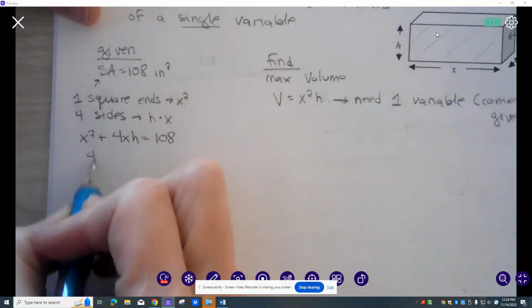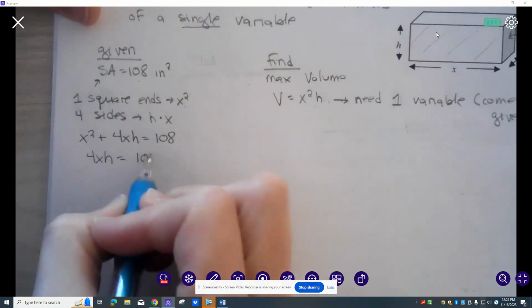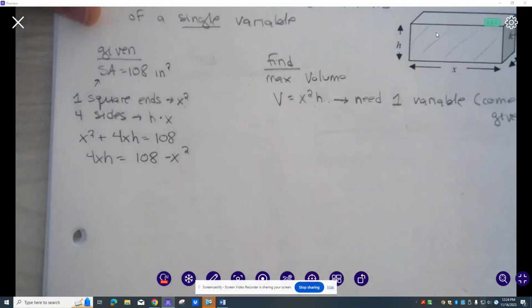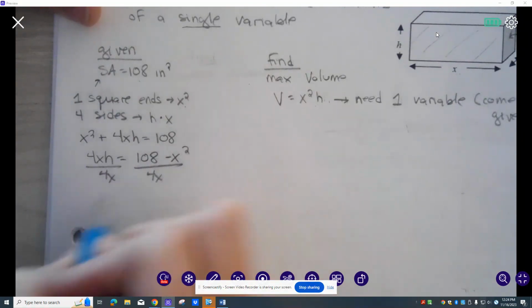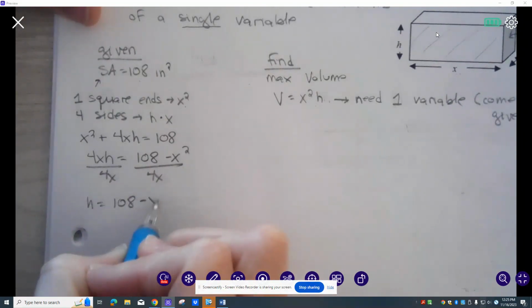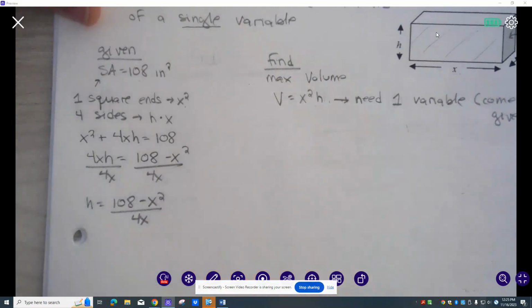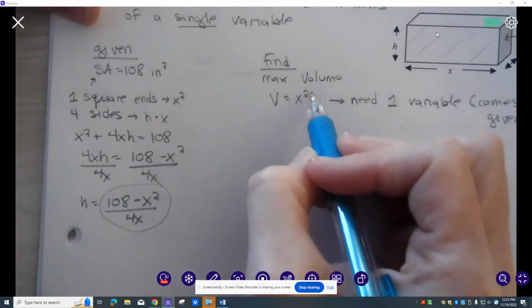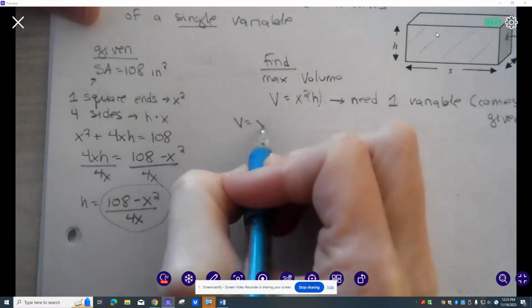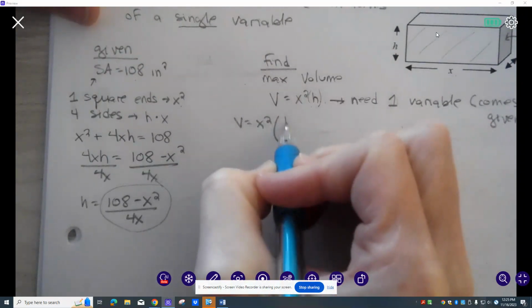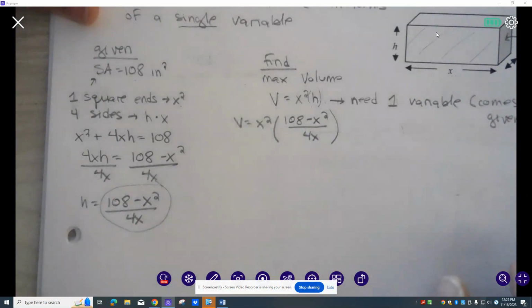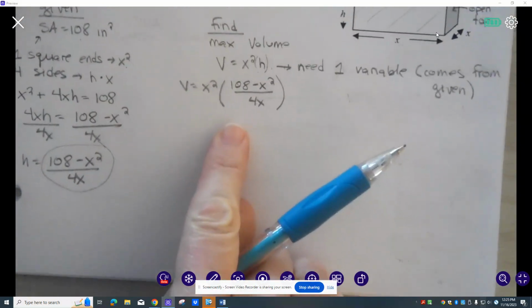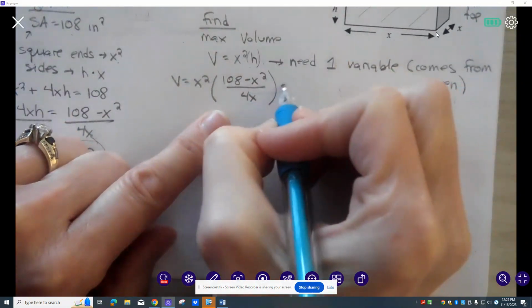Then I'll replace this h with what I end up with, so I'll have all x's. I would subtract x squared from both sides, and if you haven't paused the video and copied these notes, I would do that now. Then to get h by itself, divide both sides by 4x. So h equals 108 minus x squared over 4x. I'm going to replace the h here with this, so my volume will be x squared times 108 minus x squared over 4x. I know I have to take the derivative of this and set it equal to 0, so I want to simplify that.